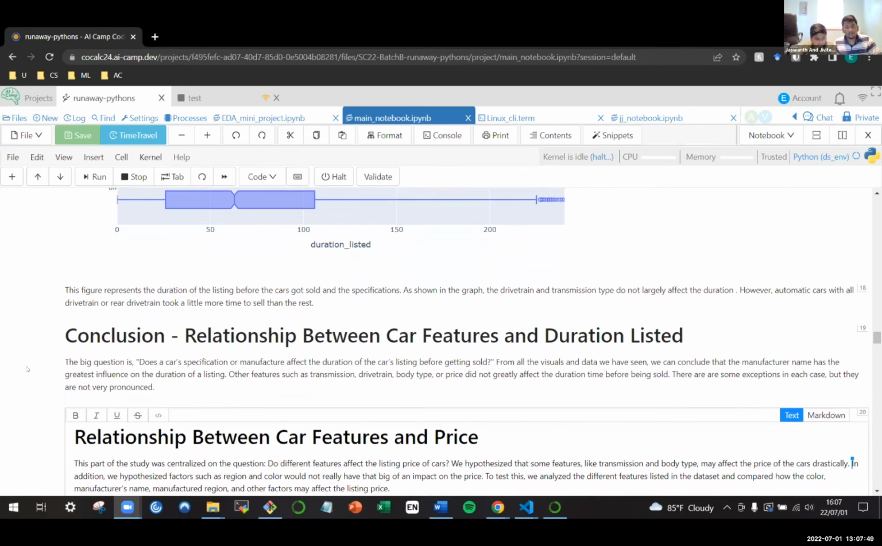Conclusion. The big question is, does a car specification or manufacturer affect the duration of the car's listing before getting sold? From all the visuals and data we have seen, we can conclude that the manufacturer name has the greatest influence on the duration of a listing. Other features such as transmission, drivetrain, body type, and price did not greatly affect the duration time before being sold. There are some exceptions in each case, but they are not very pronounced.